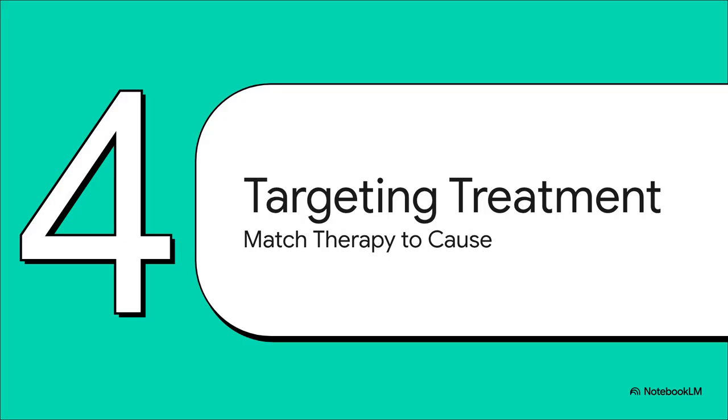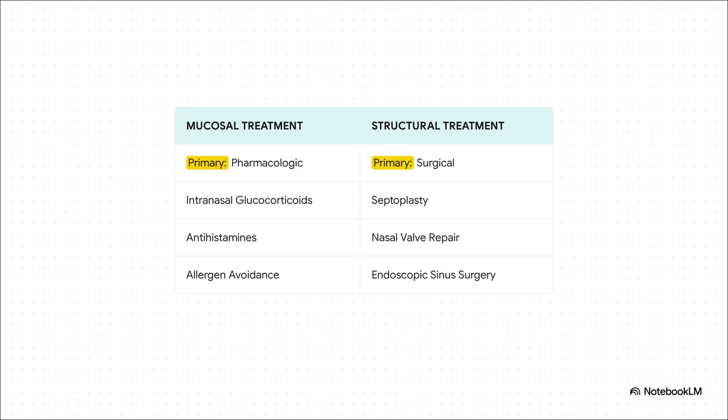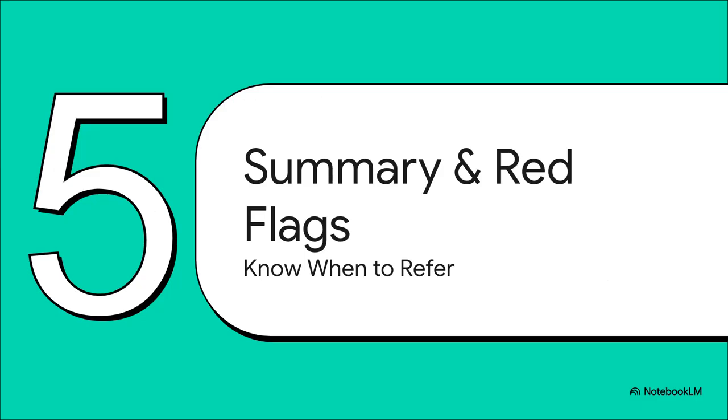Now this is where it all comes together. This is the payoff. Because that diagnosis you just made, using that whole mucosal versus structural framework, is going to point you directly to the right treatment. And the logic here is just so beautifully simple. If the problem is mucosal, an issue with the tissue, with inflammation, with allergies, then your primary treatment is going to be medical, pharmacologic. Intranasal steroid sprays are the workhorse here. But if the problem is structural, a crooked septum, a collapsed valve, no amount of spray is going to fix that. The primary treatment there is surgical. It's just medication for the tissue and surgery for the framework. It's that simple.